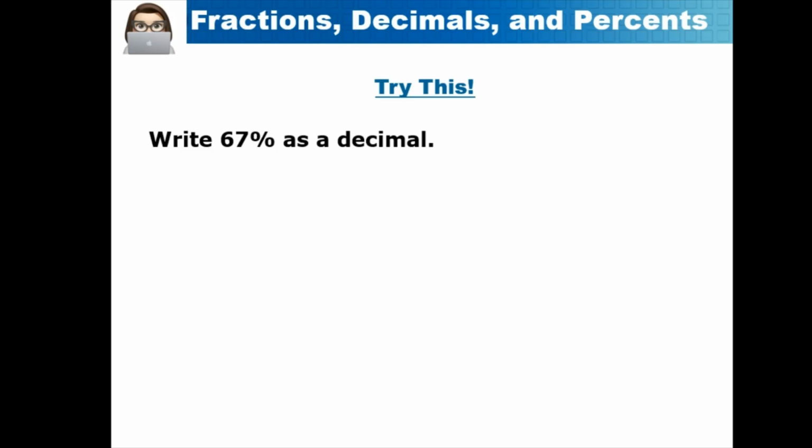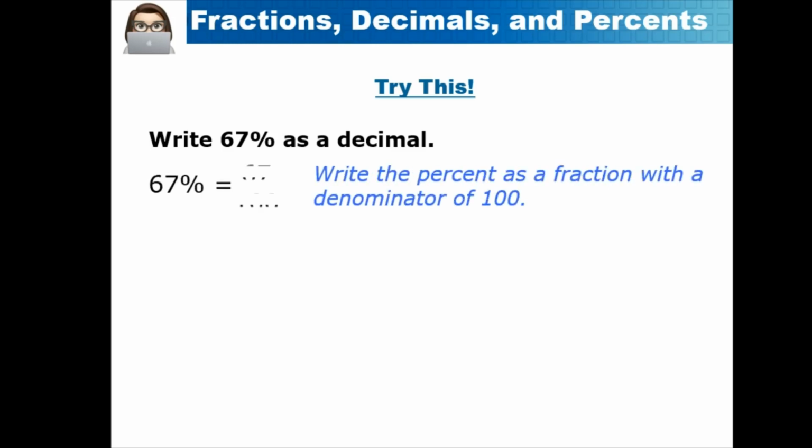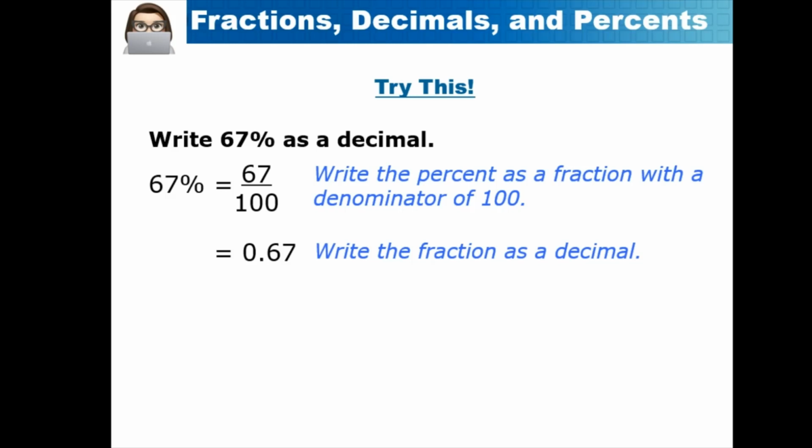Okay, can you try this? Write 67% as a decimal. So, first step, write the percent as a fraction with a denominator of 100. And that is equal to 0.67 in decimal.